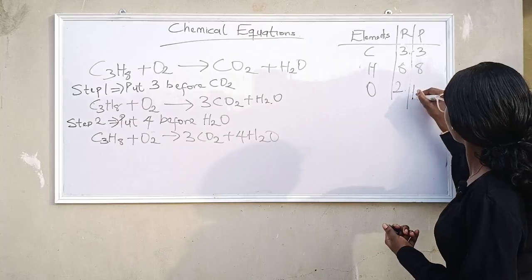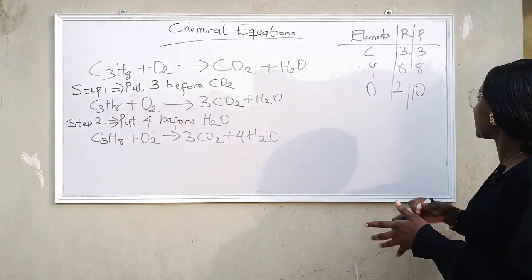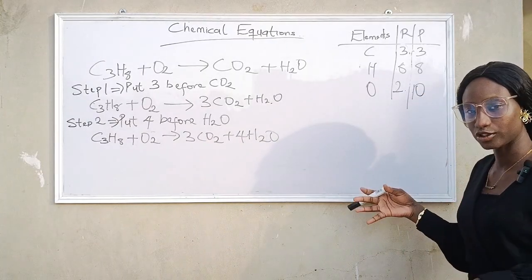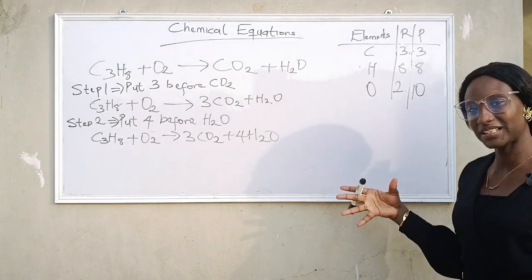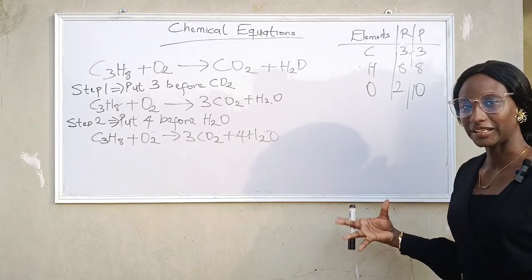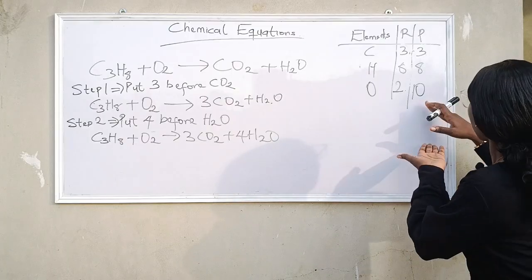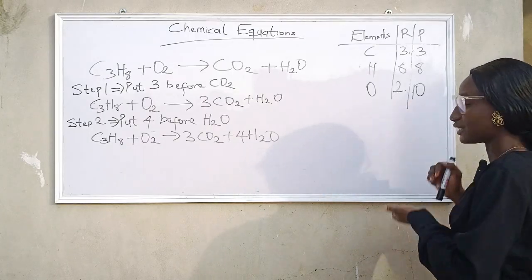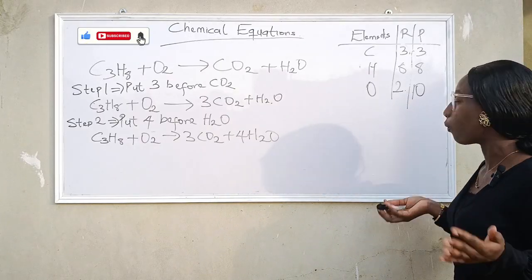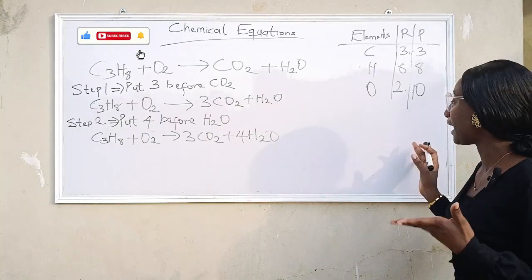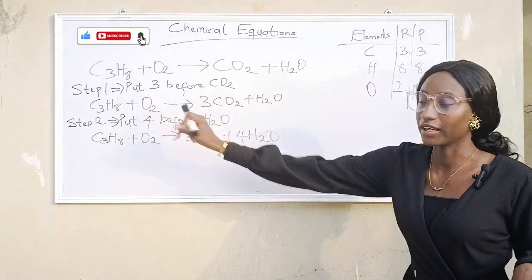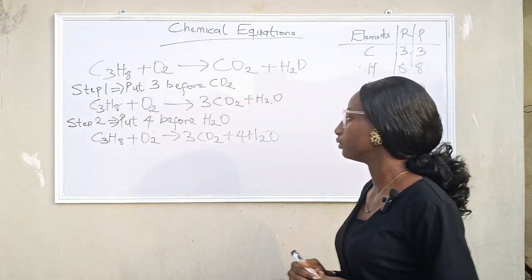So we have 10. Since we have balanced carbon and balanced hydrogen, we are left with oxygen. So we have 2 and 10. What is the LCM of 2 and 10? It is 10. Very good. This side is already 10, and I need to make this side also 10. So what will I multiply by 2 to give me 10? 5. Good. So that means we are going to put 5 in front of the oxygen molecule.